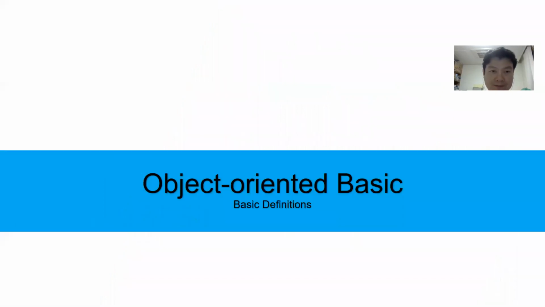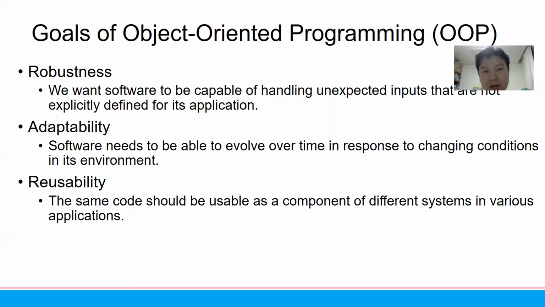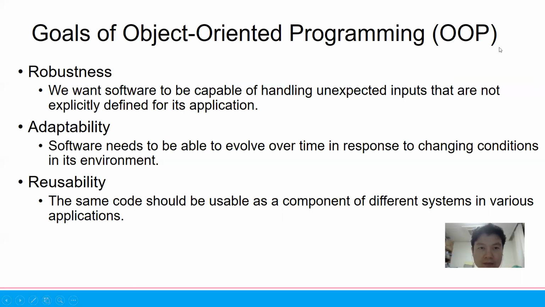Okay. First, let's deal with the basic definition of object-oriented. When we deal with object-oriented, we need to know about the goal. When you learned the first Python, we learned the Python primer. The Python primer contains one slide about object. As I mentioned before, Python is an object-oriented programming language. Then there is a kind of object we can utilize to make the program better.